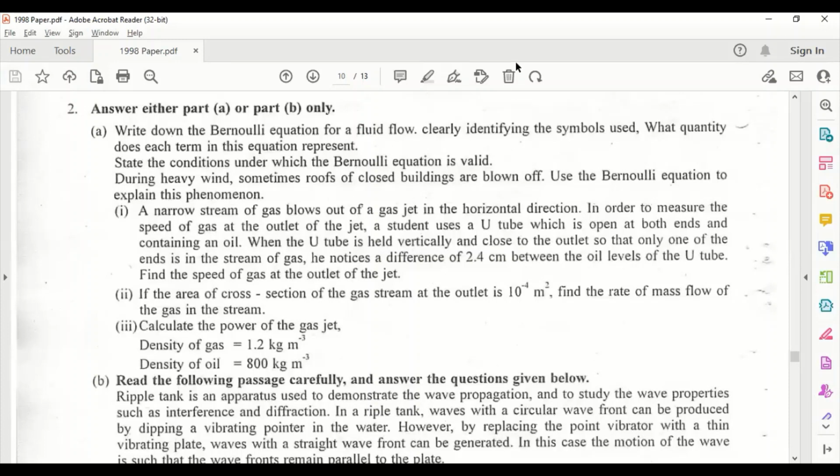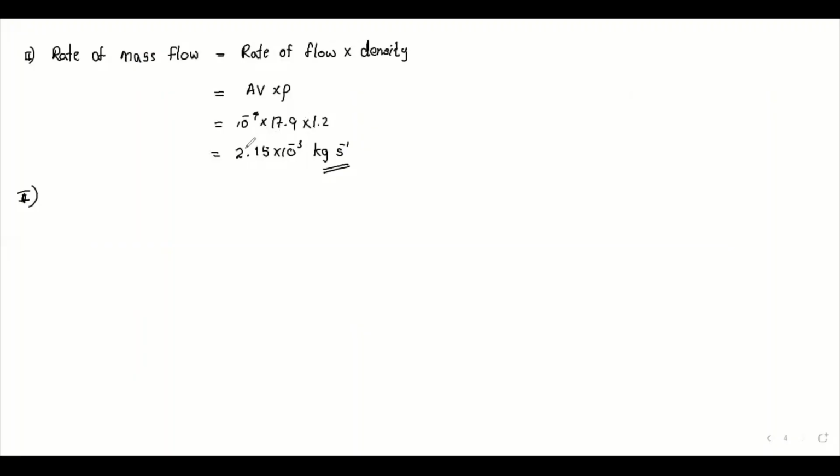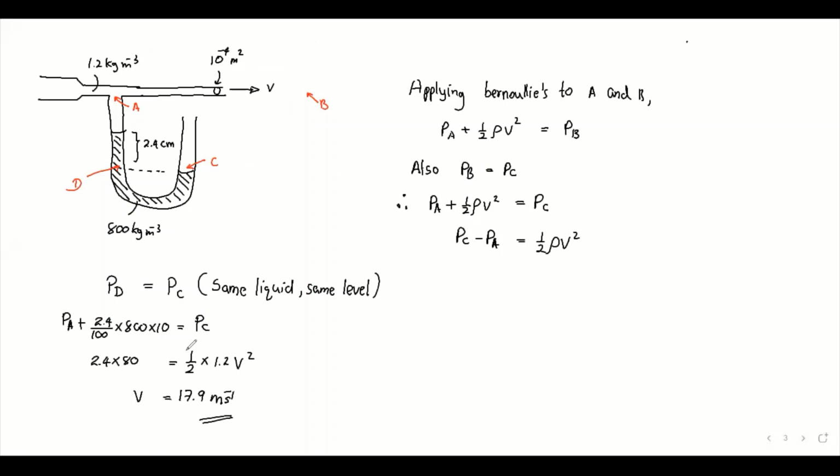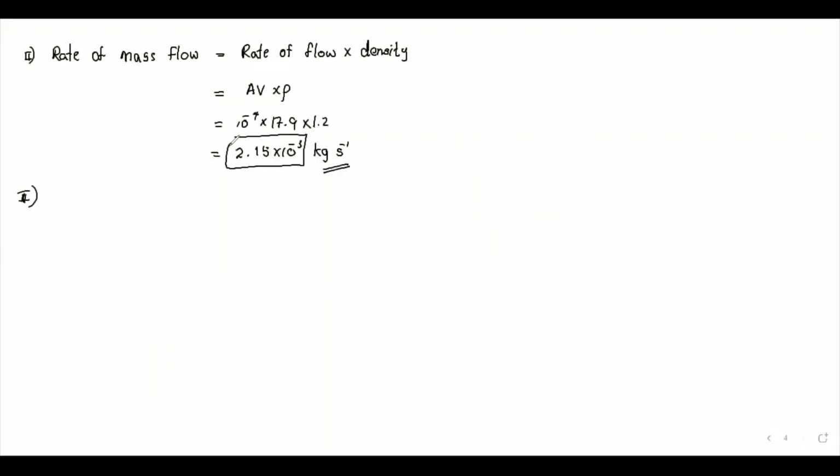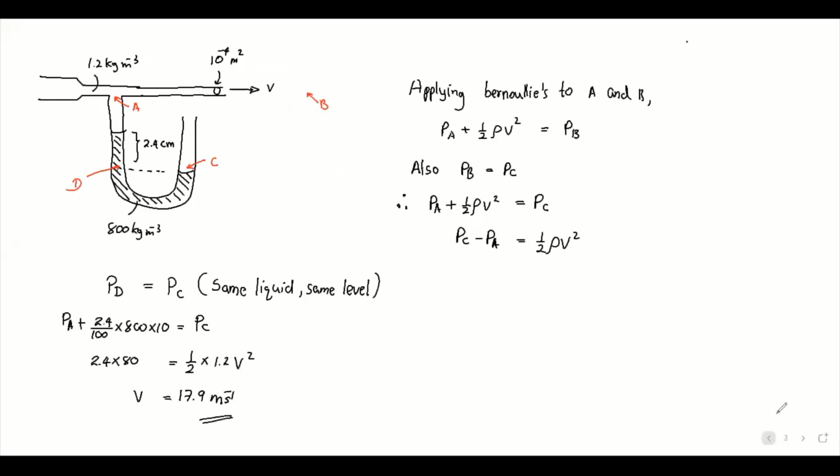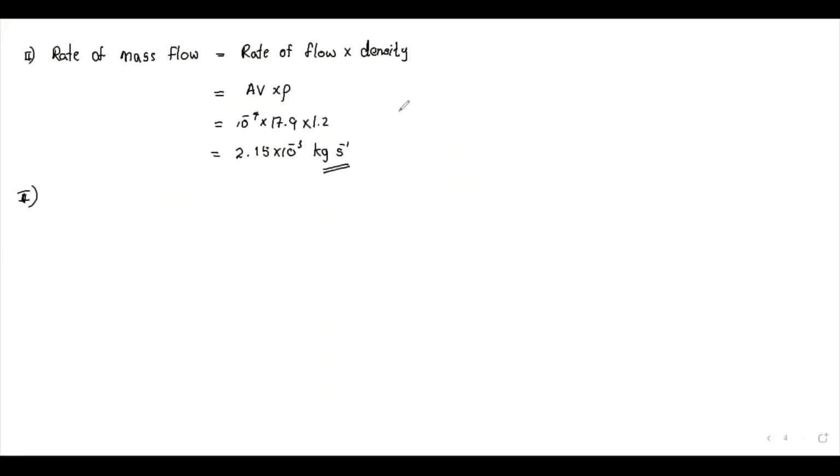The power, right? You know, power is work done per unit time. So every second you can see that it is emitting this much of mass with a velocity of 17.9 as we found here. So every second it's going to emit this much of gas with a velocity of 17.9, right? So how do you write the power?